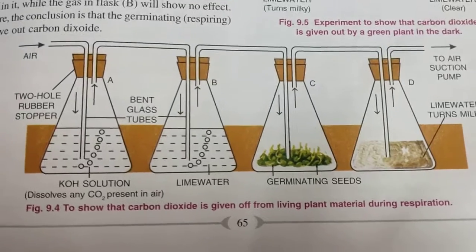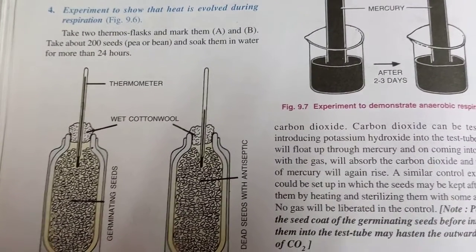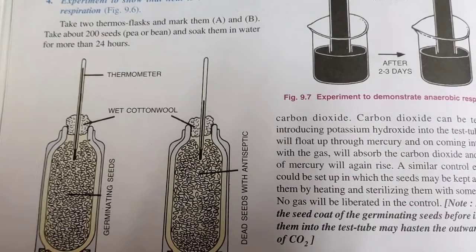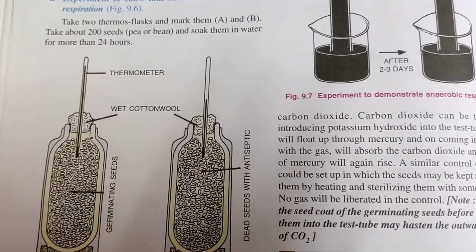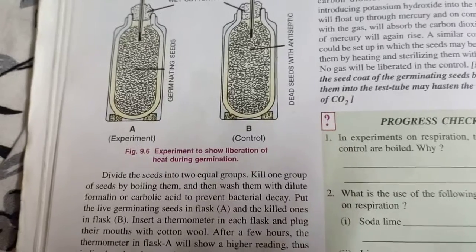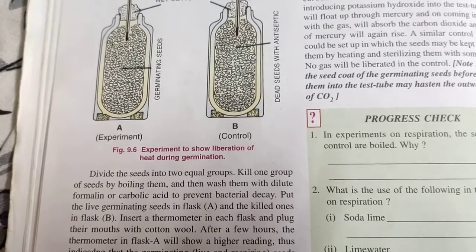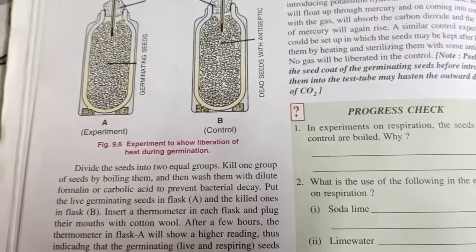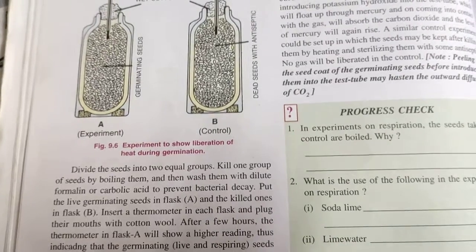Clear? Now next, this experiment is to show that heat is evolved during respiration. We have taken 2 thermos flasks and marked them A and B, taken about 200 seeds and soaked them in water for more than 24 hours. Now divide the seeds into 2 equal groups. Kill one group of seeds by boiling them, and then wash them with dilute formalin or carbolic acid to prevent bacterial decay. Put the live germinating seeds in flask A and the killed ones in flask B.